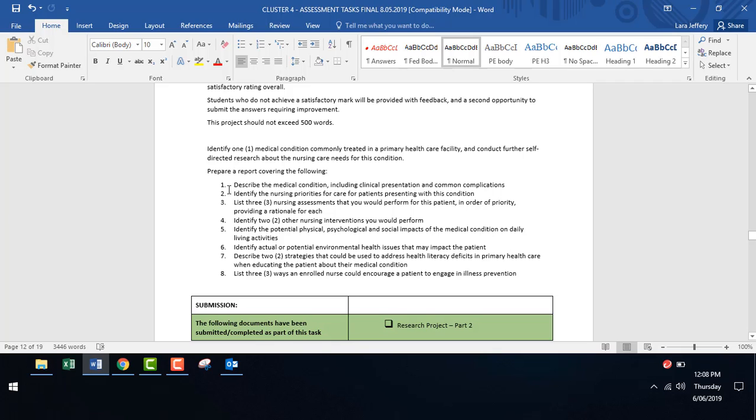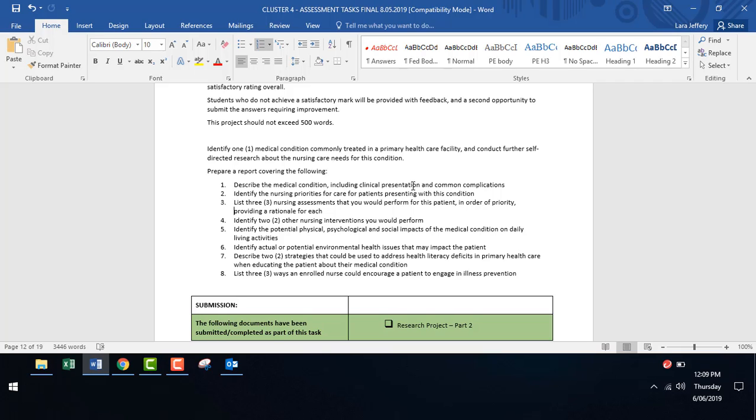Remember the word research, so we want you to show us your references and where you got the information from. Question 1, we want you to describe the medical condition, including how they present to primary health care and common complications. Number 2, identify the nursing priorities for care for patients presenting with this condition. In order of priority, you might list 3 things they may present with and what you are going to do in which order.